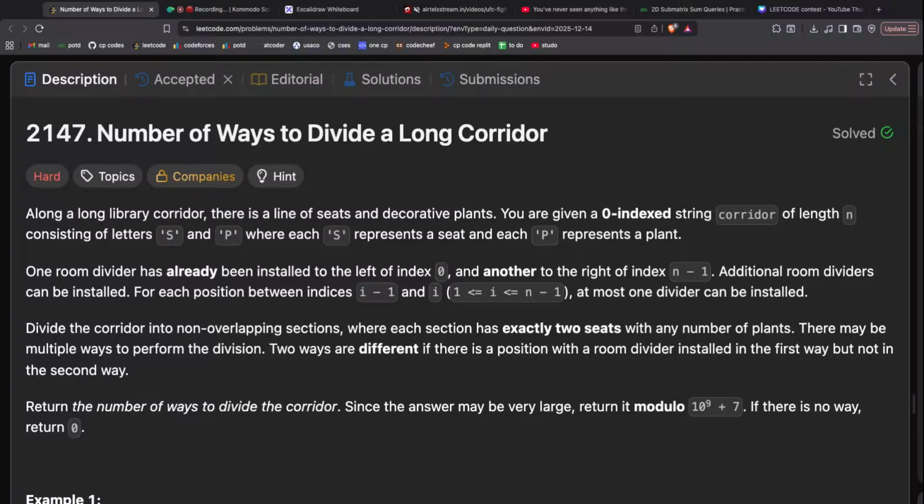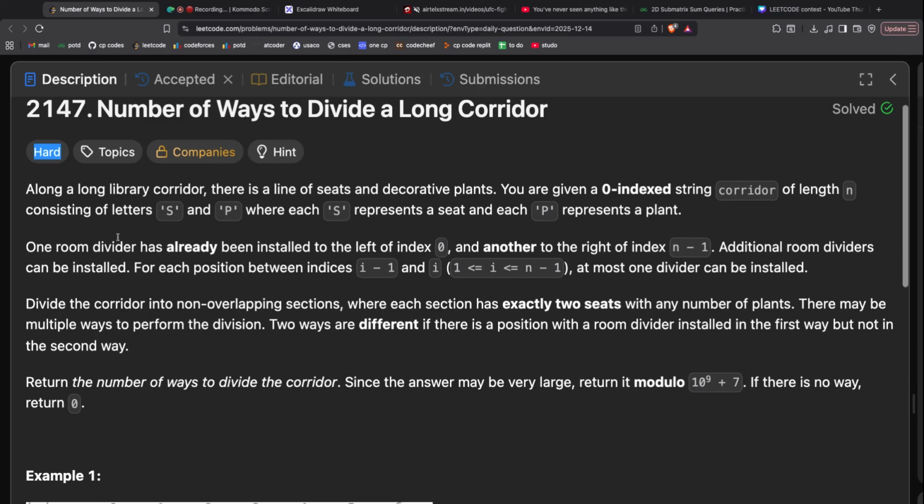Yes, hello friends. So this is the video tutorial for the LeetCode problem of the day, which is 2147, Number of Ways to Divide a Long Corridor. So yeah, this is a hard problem, but I don't think this is a hard problem. This should be a medium problem, in my opinion. But yeah, let's see the question.